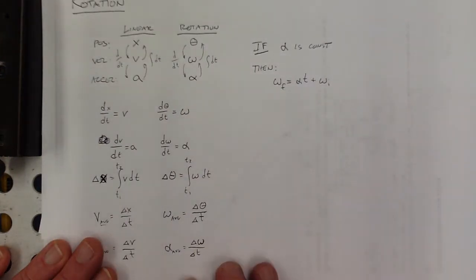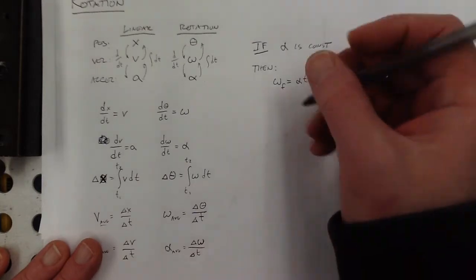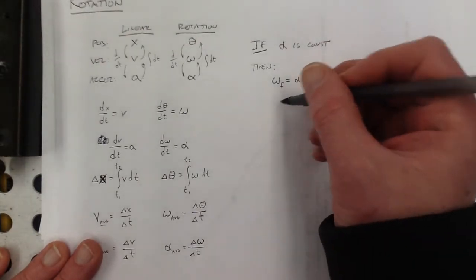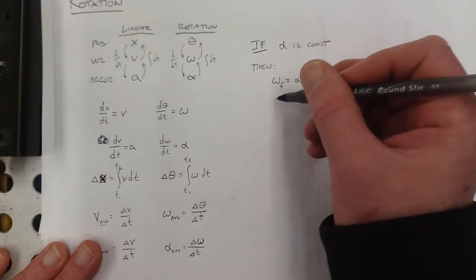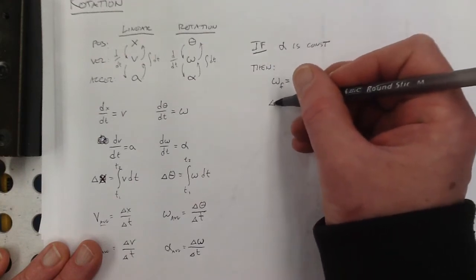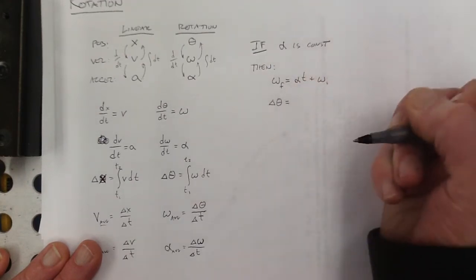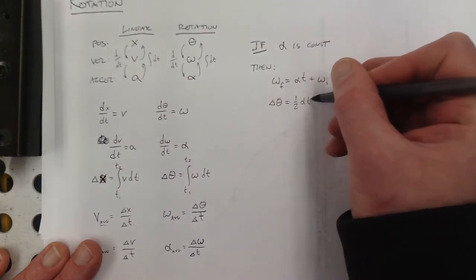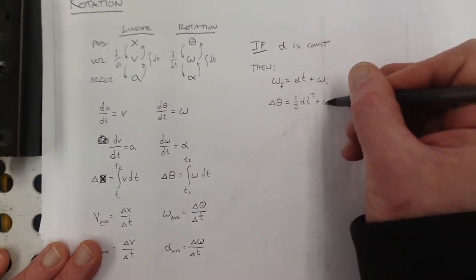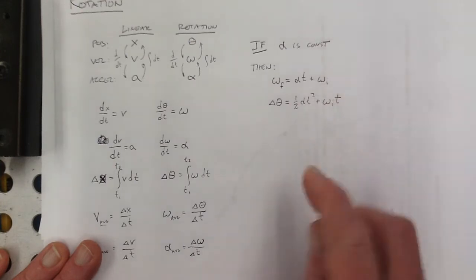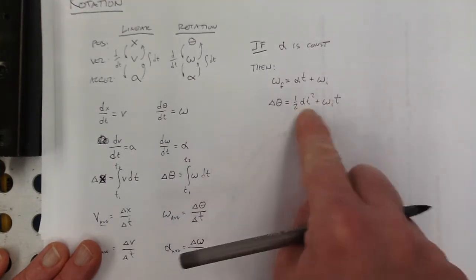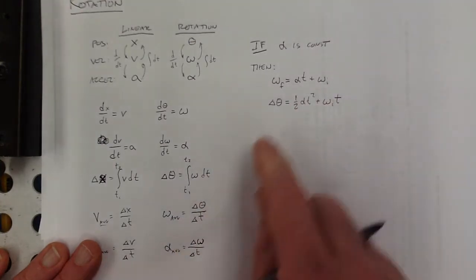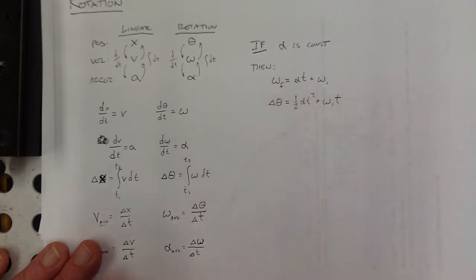There's one that says that position, or the change in position, is equal to 1/2 a t squared plus vi t. And I said a and v, but I wrote down the rotational versions of those things. There's no rotational version of time. That's just time.